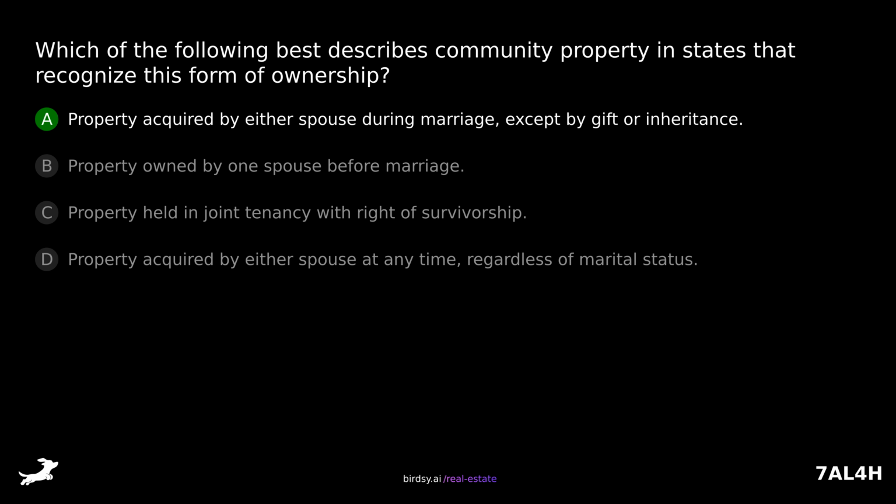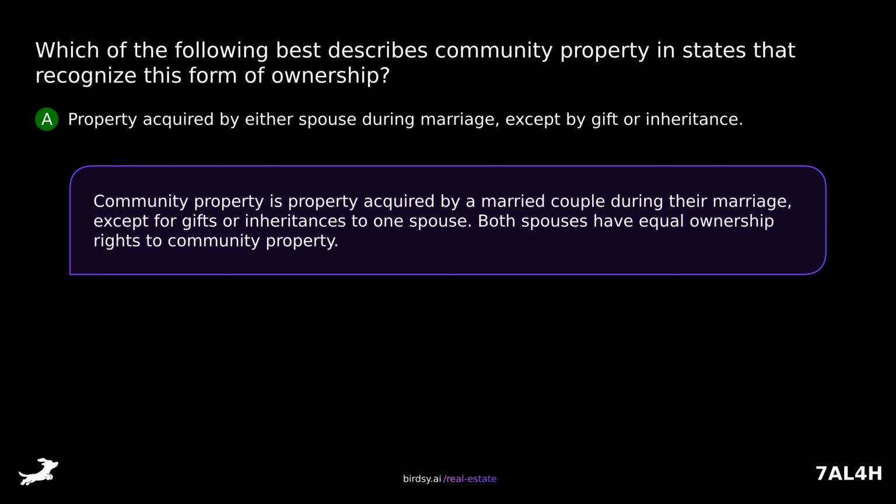The correct answer is A, property acquired by either spouse during marriage except by gift or inheritance. Community property is property acquired by a married couple during their marriage, except for gifts or inheritances to one spouse. Both spouses have equal ownership rights to community property.